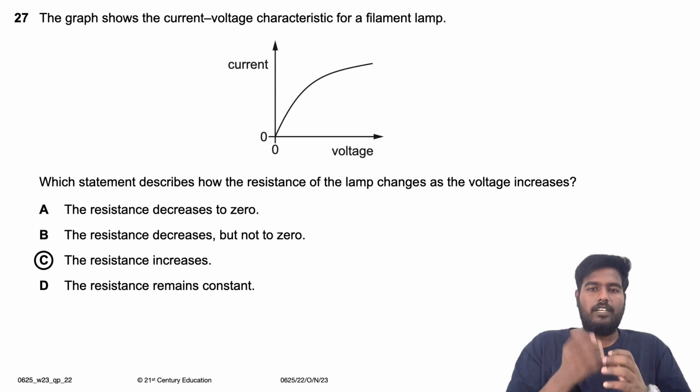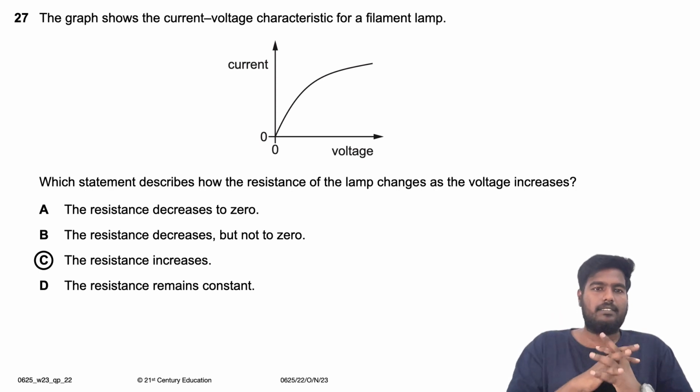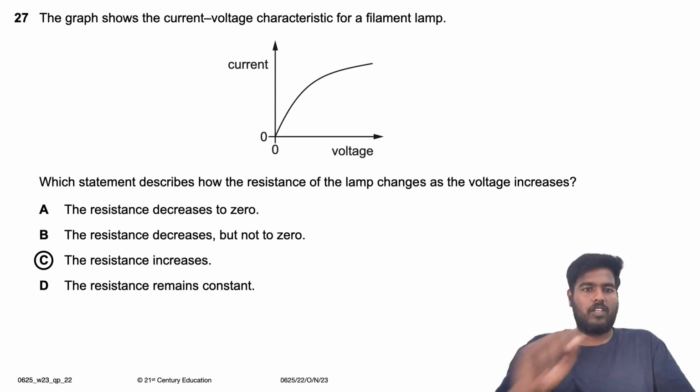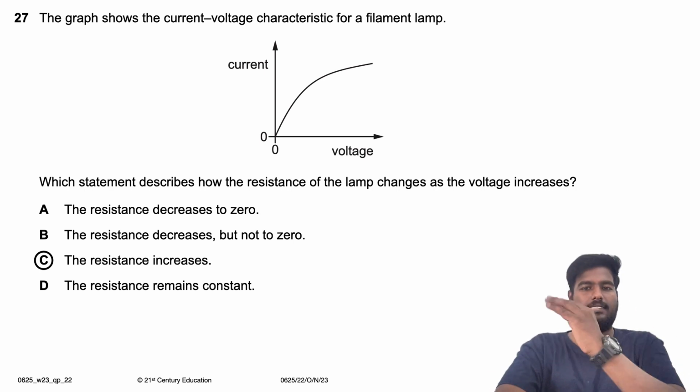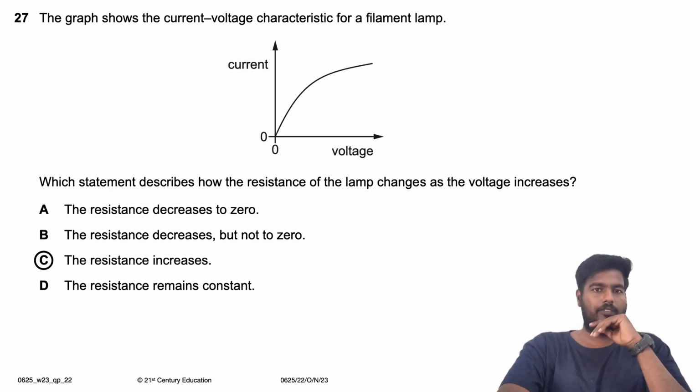Then where does this energy go? This energy is converted into heat. From that only we are getting light. Okay, so C is the right answer. The resistance increases in a filament lamp.